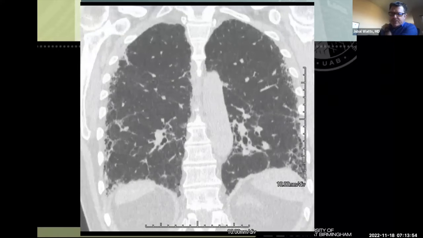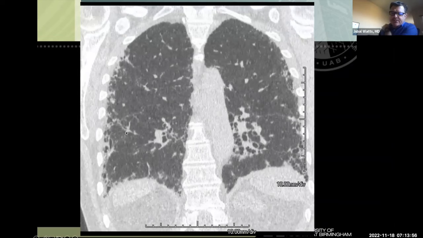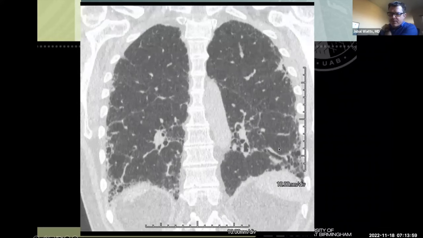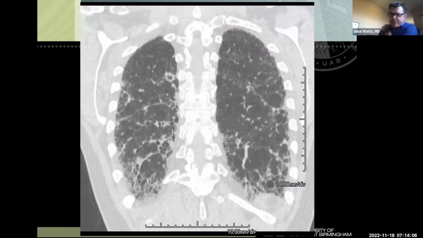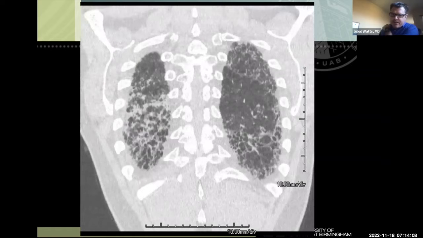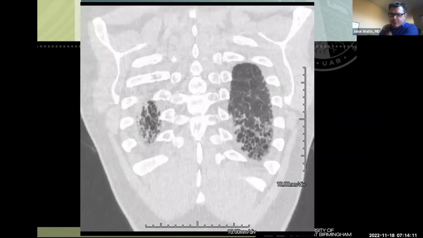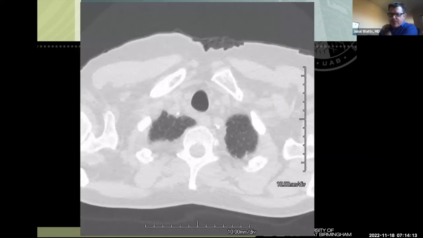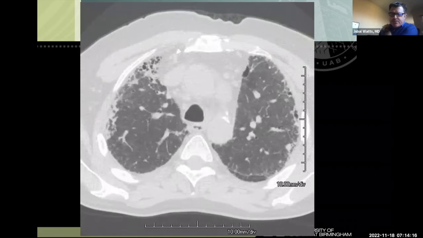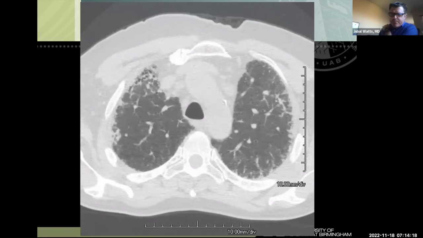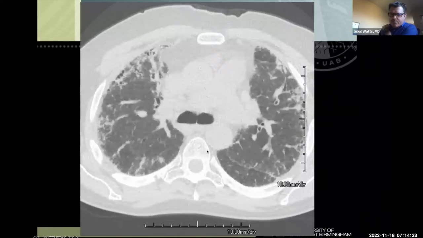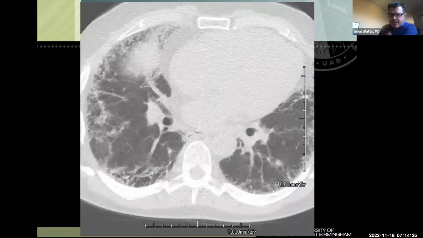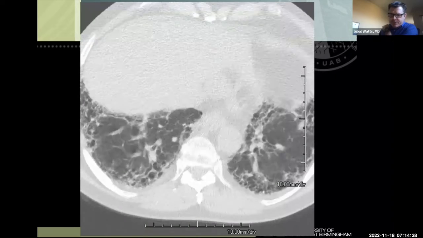So UIP is spatially and temporally very heterogeneous on the CT scan. You have normal lung next to end-stage lung, and it's also spatially and temporally heterogeneous on path. And that'll be different than the non-specific interstitial pneumonia or NSIP, which we'll talk about in a little bit. These are just the expiratory images showing you that there's no real air trapping. So if there was air trapping, you'd see multiple loosened areas that would look exaggerated on the expiratory imaging, which we don't see.